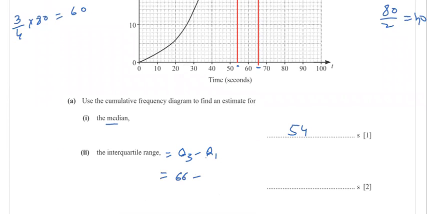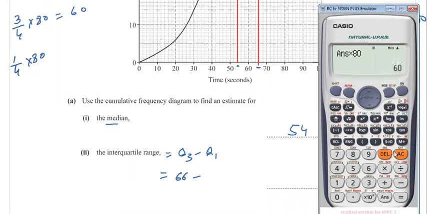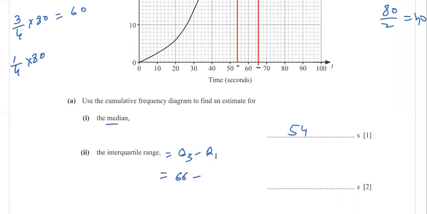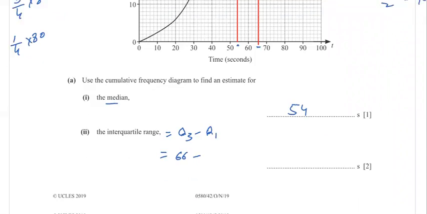Minus, now we need Q1. Q1 is a quarter of the last cumulative frequency. If I take the quarter of the last cumulative frequency, because last cumulative is always equal to total, it's 20. Now from 20, I will draw the line. Let's draw a line from 20.